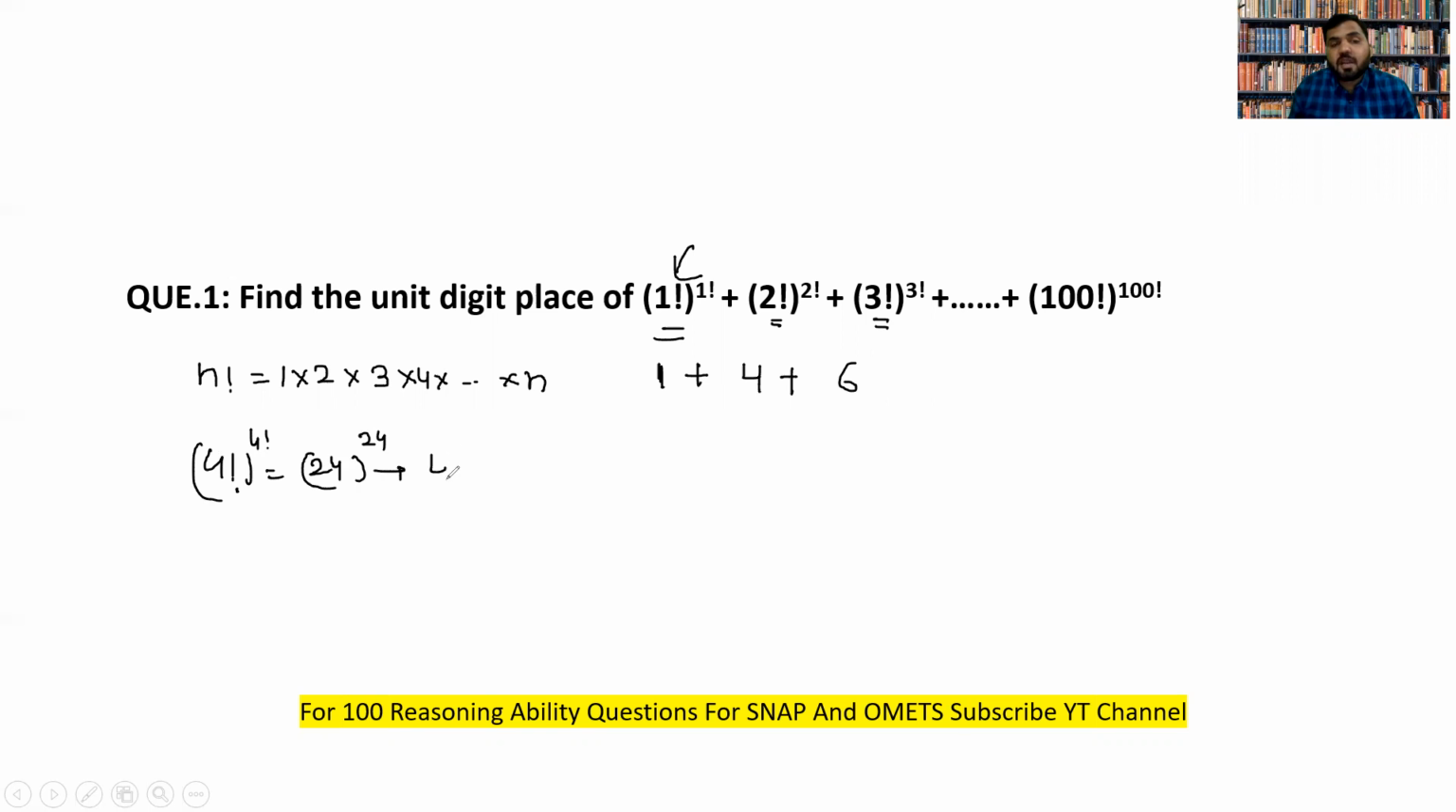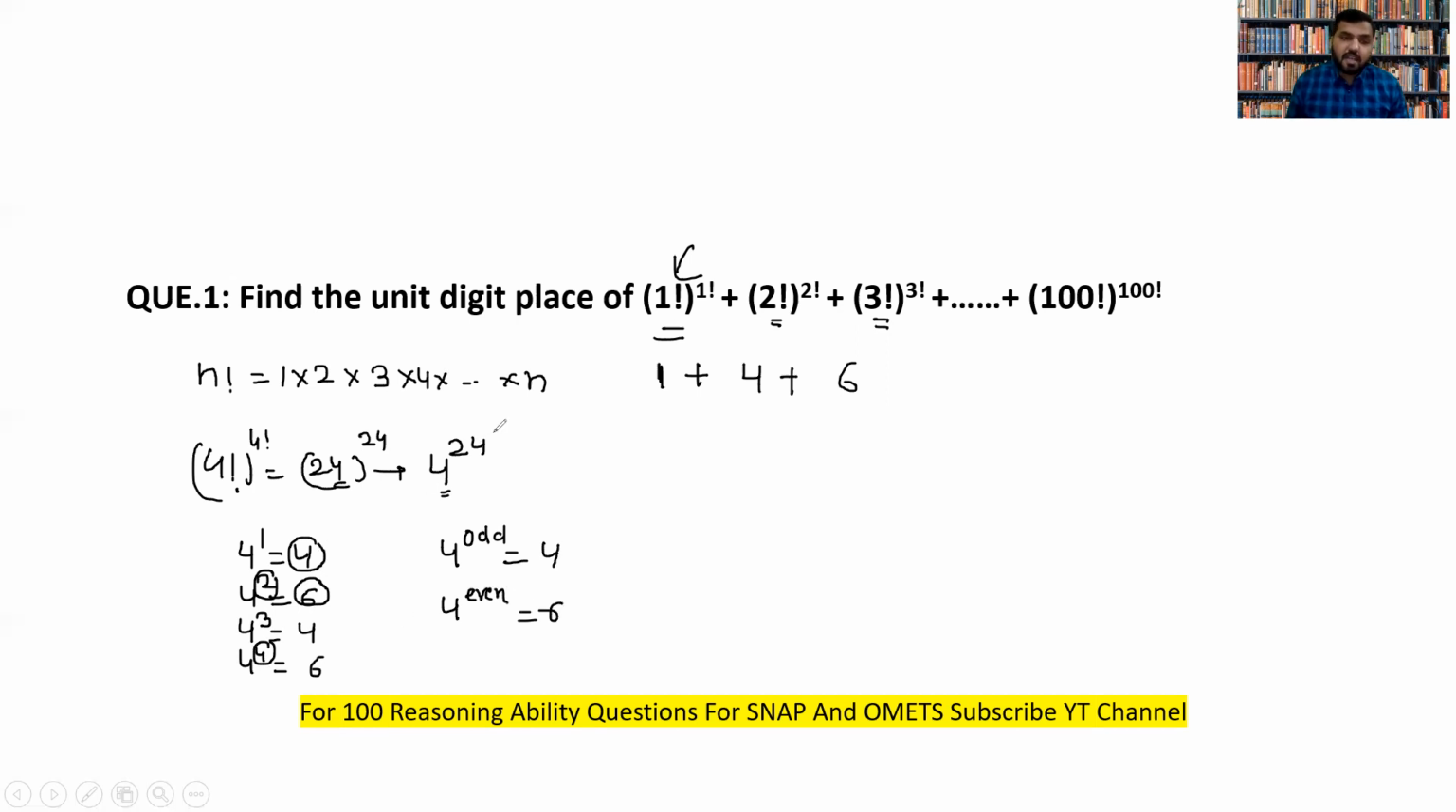Now, the unit digit of this number will be dependent on 4 raised to power 24. I'm sure you know the basics of unit digit. The unit digit will depend on the unit digit of the base itself. Now, you should know the concept of cyclicity. We know that 4 raised to power 1 will give you the unit digit as 4. 4 raised to power 2 will give you the unit digit as 6. 4 raised to power 3 will give you the unit digit as 4. Again, 4 raised to power 4 will give the unit digit as 6. You see that? The cyclicity of 4 is 2 only, right? If I have an odd power of 4, I'll have the unit digit as 4, and for the even powers, I'll have the unit digit as 6. Now, you see that 24 is an even power, so the unit digit of this number will be 6 again.